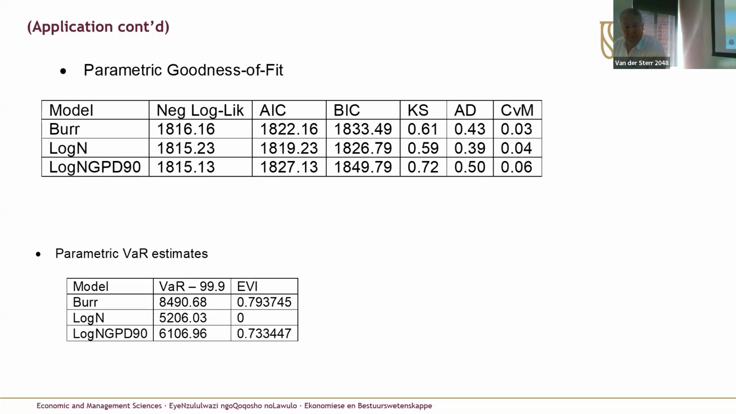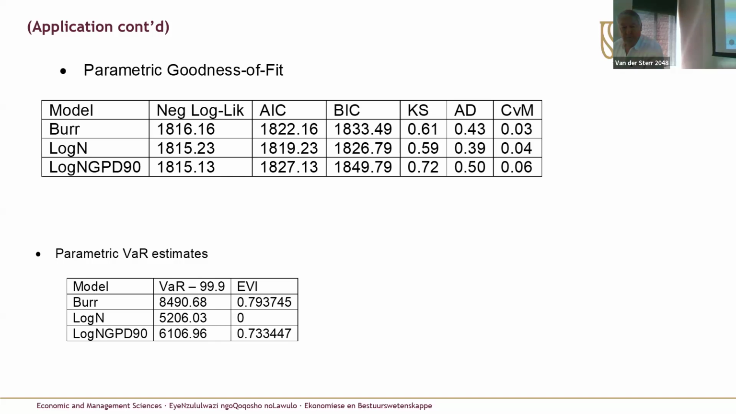If I look at the VaR estimates, then you see they can differ quite substantially. For instance, if we use a Burr, we estimated 8,400, while if we use a log normal, we get 5,200. Log normal is, of course, a much thinner tail. And then if we splice, we get something in between. But there's quite some difference.